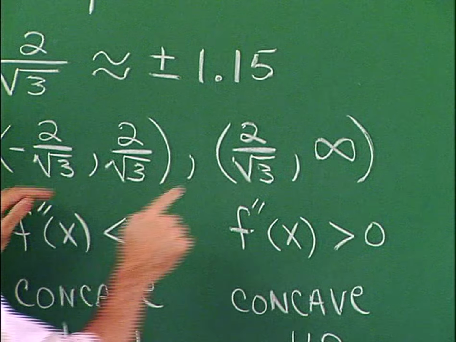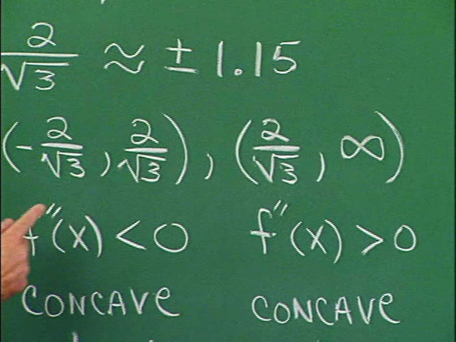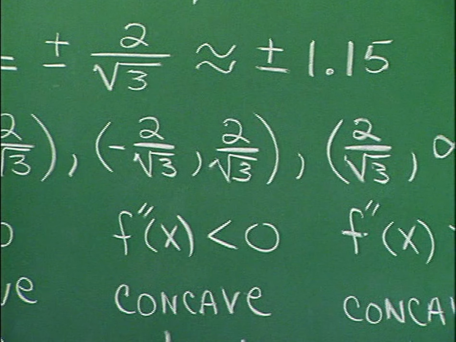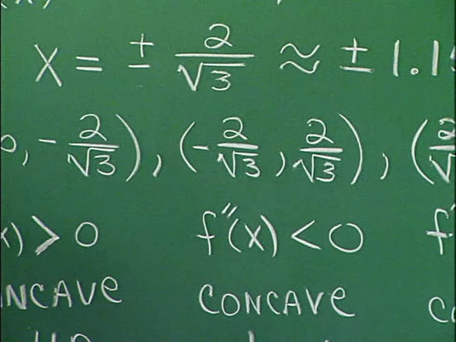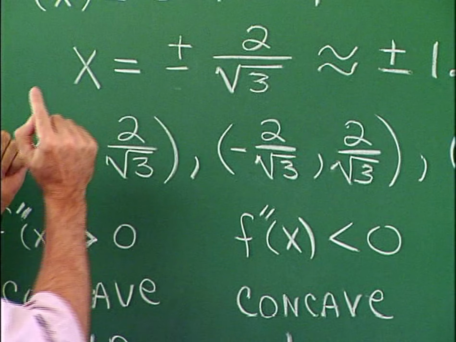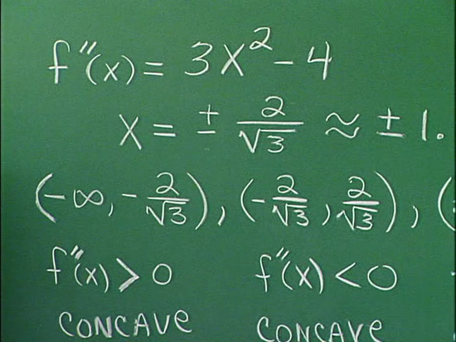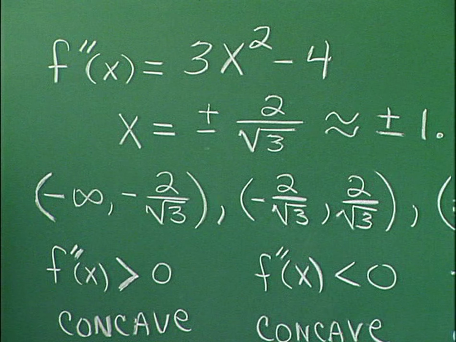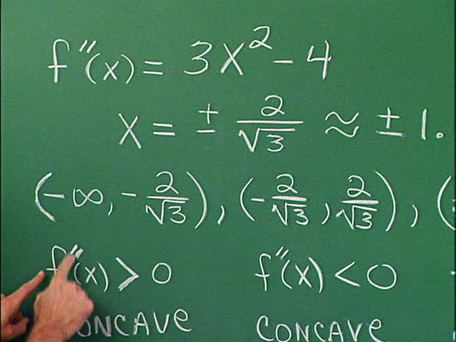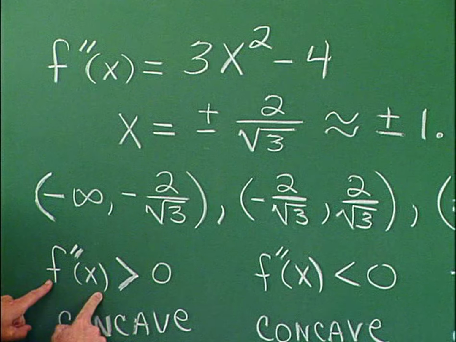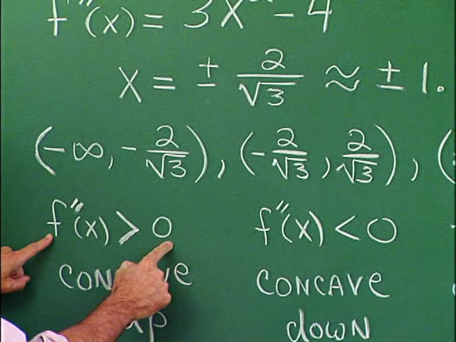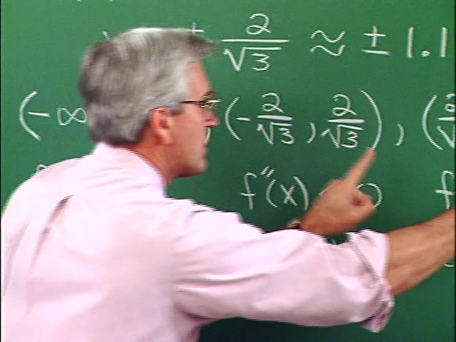Now, we want to examine the behavior of the second derivative in those intervals. So we choose a point in each interval, we pop that x value into our function, and we determine whether the function is positive or negative throughout the interval. In this interval it turns out that the second derivative function is positive, in this interval negative, and in this interval positive.